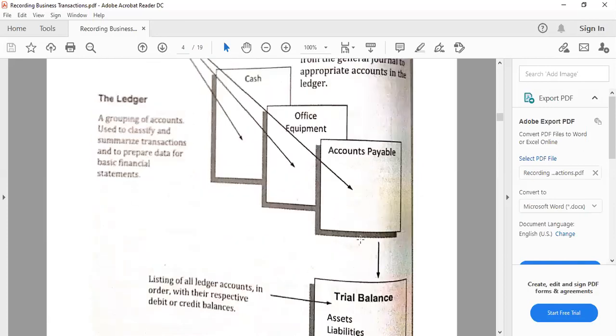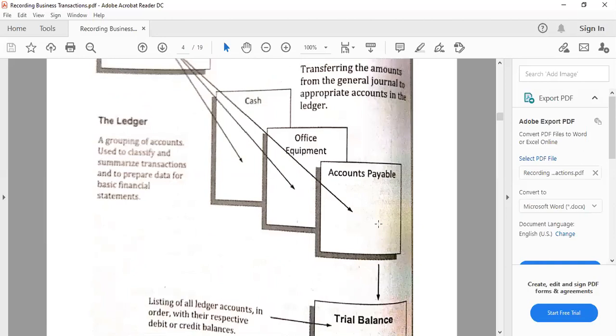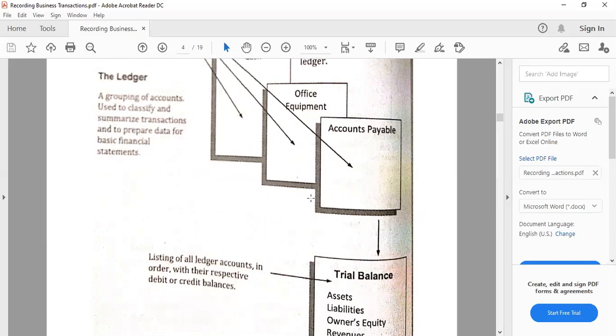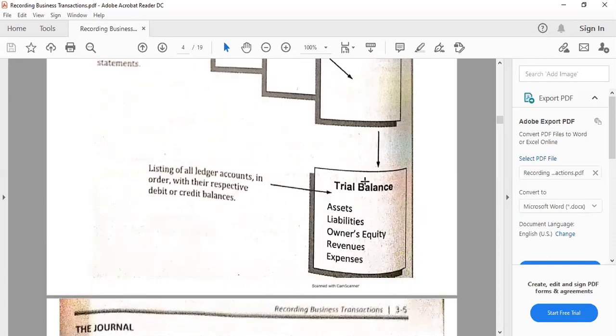Next, for the trial balance, after we get the balances of the accounts affected by our transactions in a certain period, we are going to list all ledger accounts in order with the respective debit or credit balances. So here are now the items in the trial balance from assets down to expenses. If you can recall, I mentioned specifically that we need to know the order because this is very helpful in the preparation of the trial balance and as we go along the way.